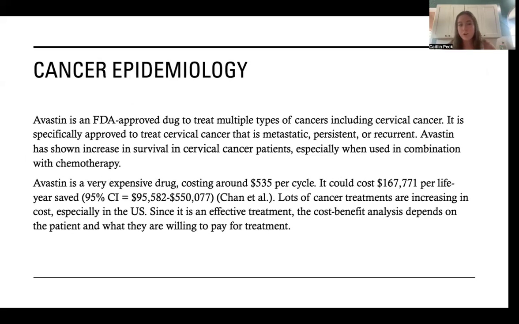Avastin is an FDA-approved drug to treat multiple types of cancers, including cervical cancer. It is specifically approved to treat cervical cancers that are metastatic, persistent, or recurrent. Avastin has shown increase in survival in cervical cancer patients, especially when used in combination with chemotherapy. However, Avastin is a very expensive drug, costing around $535 per cycle. It could cost around $167,000 per life year saved, with a 95% confidence interval ranging from 95,000 to 550,000.